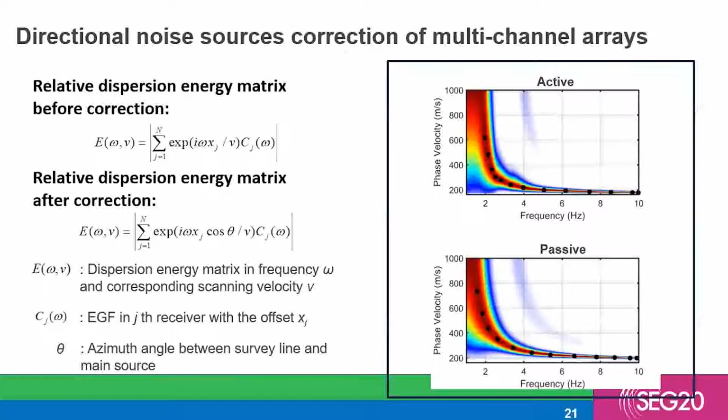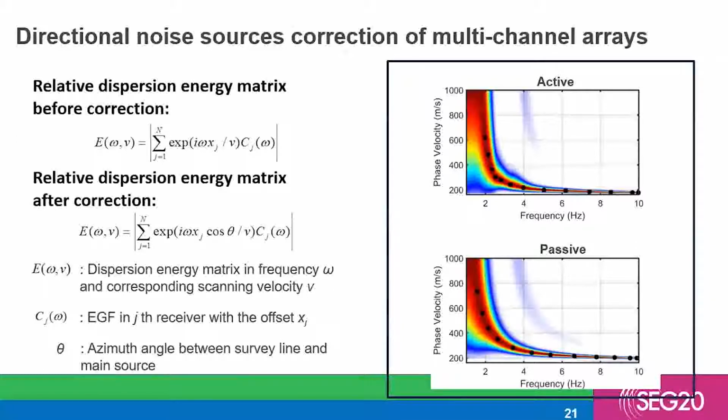In the short period seismometer data, the noise sources are believed to be randomly distributed. But in the multi-channel array, the main source has a certain azimuth. Although we try to put our survey line perpendicular to our main source, the azimuth still exists. In the equation, theta is the angle between the survey line and the main source. And the angle impacts the phase velocity strongly, and an azimuth fluctuation of 5 degrees can change the phase velocity by 15%.